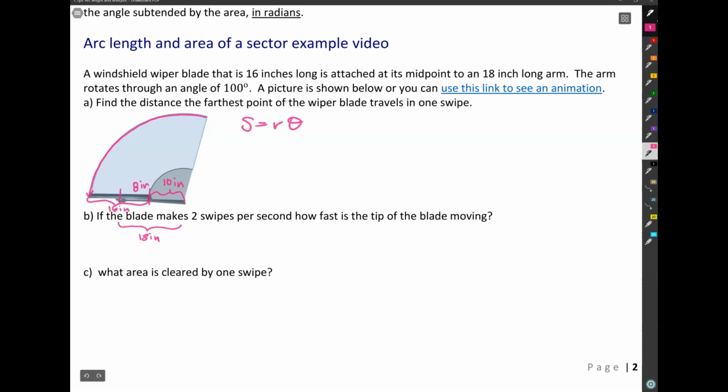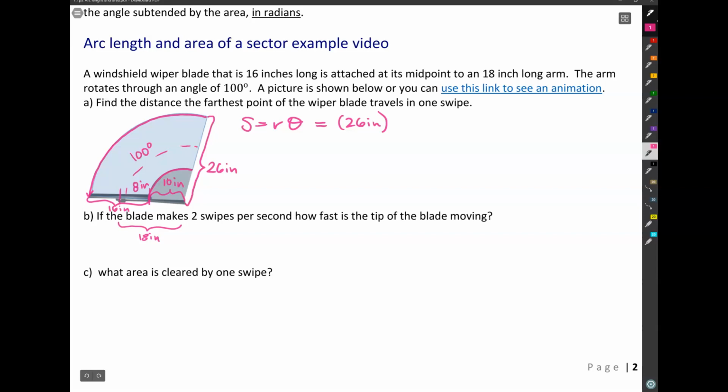So there's a little bit of trickiness even with just figuring out what the radius of the different parts of this are. So this inside swipe has a radius of 10 inches, and that outer swipe looks like it has a radius of 26 inches. Okay, so this is going to become 26 inches. And then we're given that it rotates through 100 degrees. So this whole thing right here is 100 degrees.